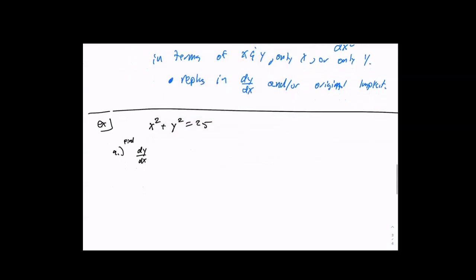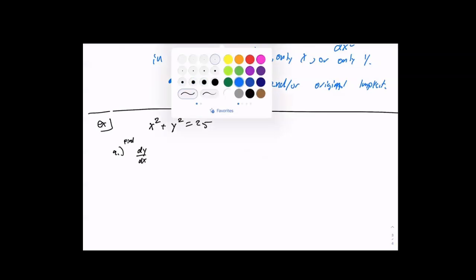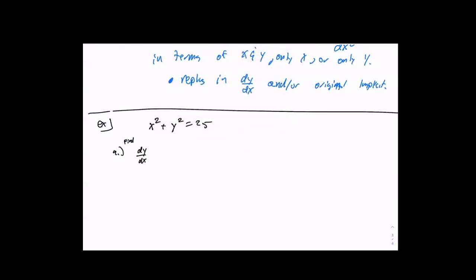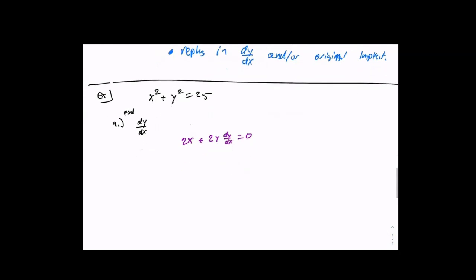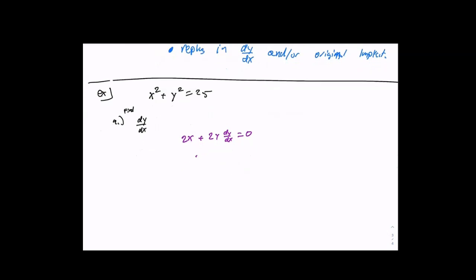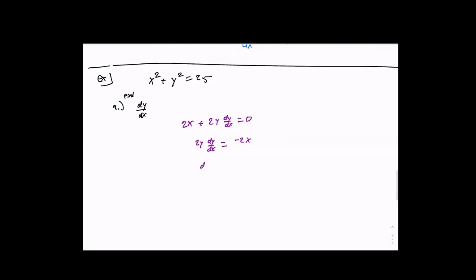All right, so there's nothing special about question A. It should be something that we all feel very comfortable with at this point in time. If you don't, there's something wrong. 2x plus 2y dy/dx equals 0. 2y dy/dx equals negative 2x. Therefore, dy/dx equals negative x over y because the 2's cancel each other out.